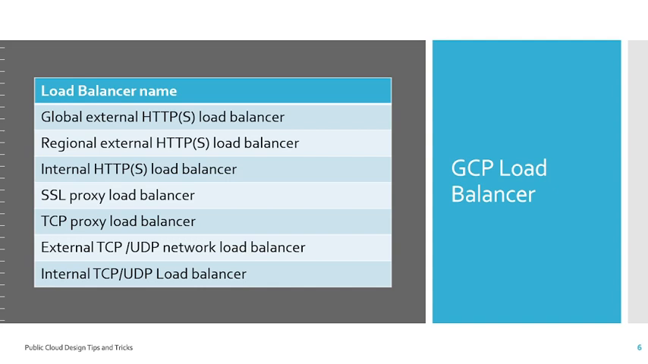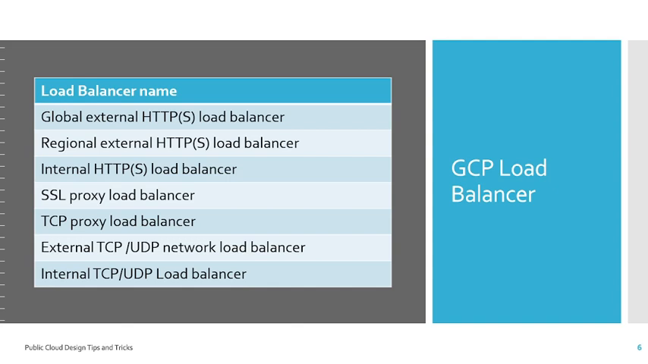Then the external TCP UDP network load balancer. It is used as a regional pass-through load balancer with the TCP and UDP protocols at the network layer, which is the layer 4 protocol. So this is what we call an external TCP UDP network load balancer.